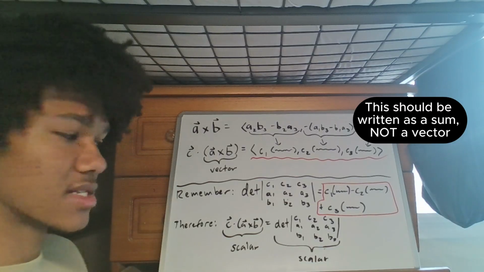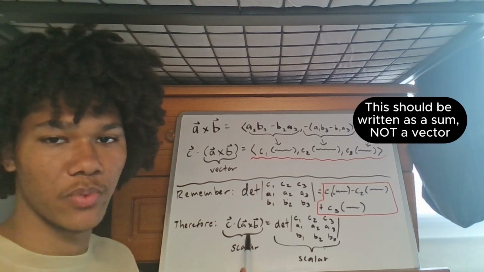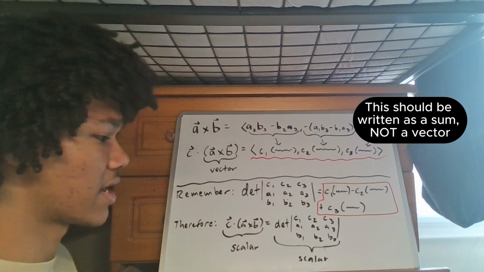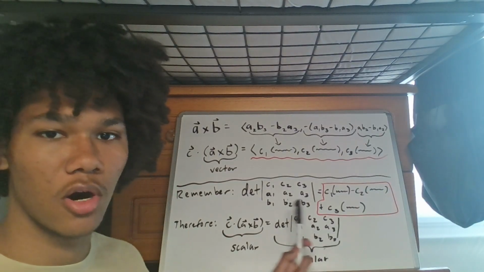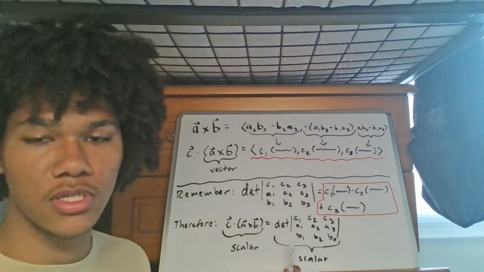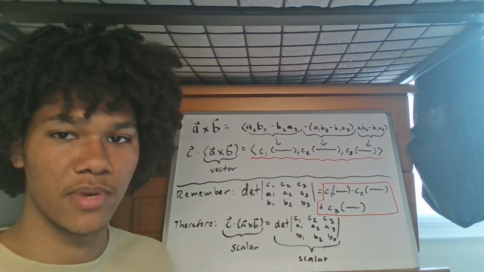Mathematically, what this means is that the scalar given by a vector dotted with a cross product will be the same thing as the scalar given by the determinant of all three vectors. It's important to note that the determinant itself doesn't return a vector.